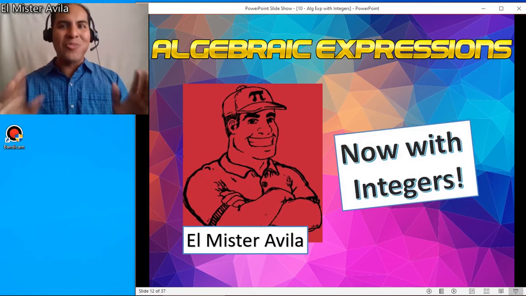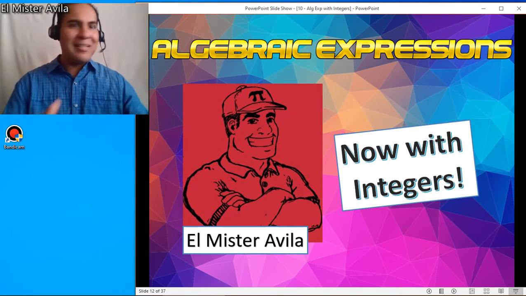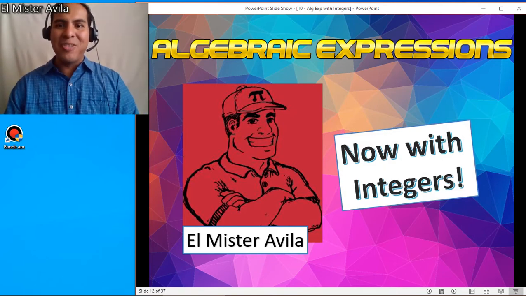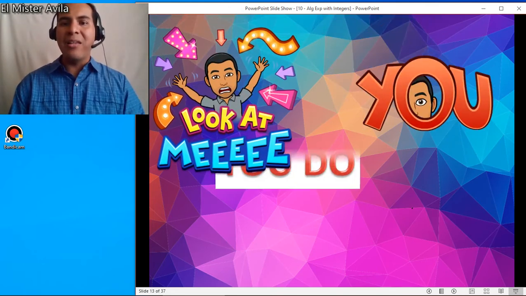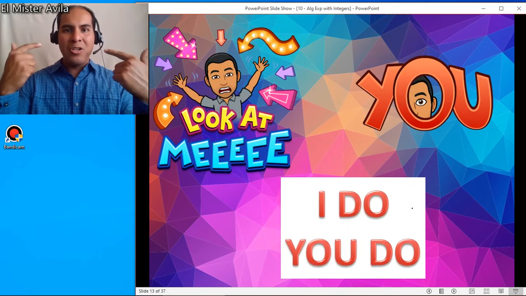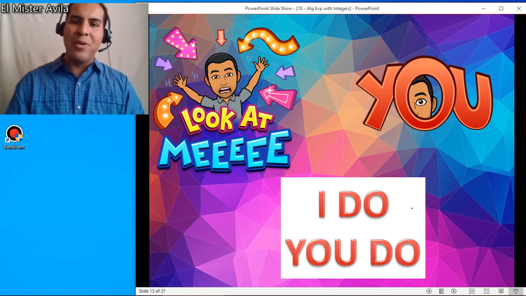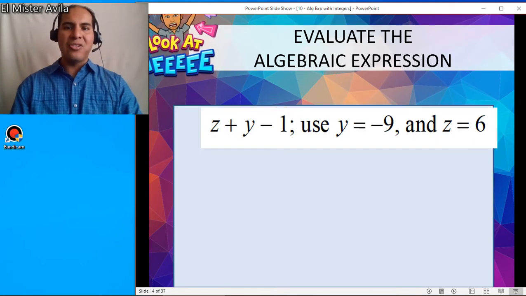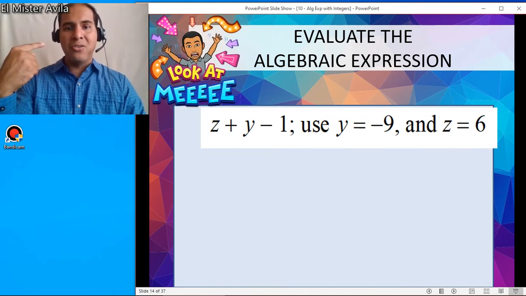Now we're going to continue back into algebraic expressions, but with integers. So now we're going to be doing algebraic expressions with positive and negative numbers, bringing together basically all 9 lessons that we've done up until this point into this lesson number 10. We're going to do this in the style of I do, you do. I'm going to do and explain one for you. You're going to write it down. And then I'm going to have you do one to see if you understood the topic that I just taught. Let's evaluate this expression. I'm going to do this one first.